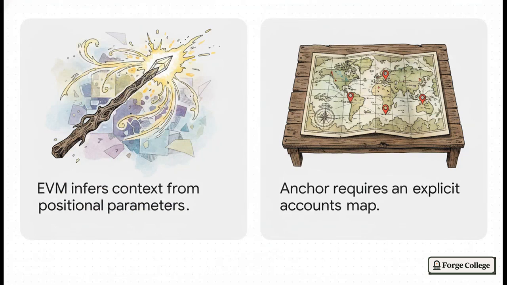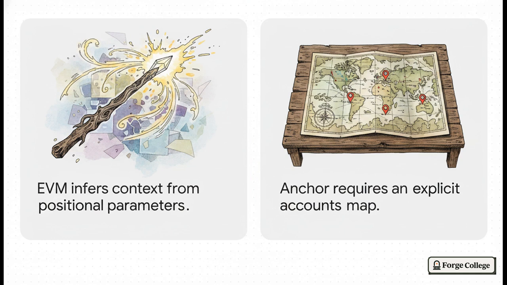When we look at deployment scripts, the underlying philosophy completely changes. With standard Hardhat JavaScript, you know the drill. You call ethers.getContractFactory, you hit deploy, and the EVM magically infers a massive amount of context for you based on positional parameters and msg.sender. Anchor TypeScript behaves very differently.